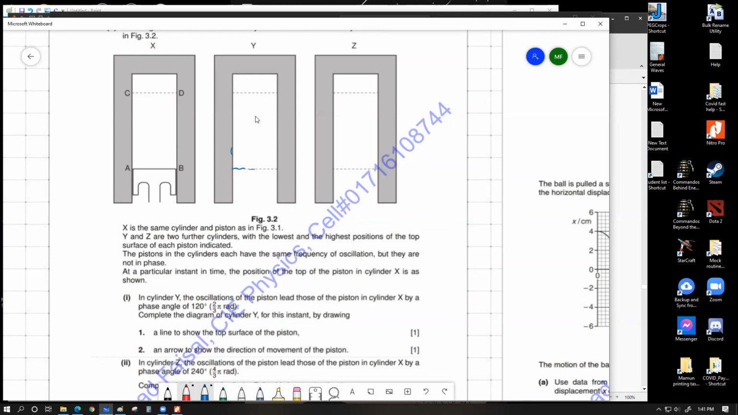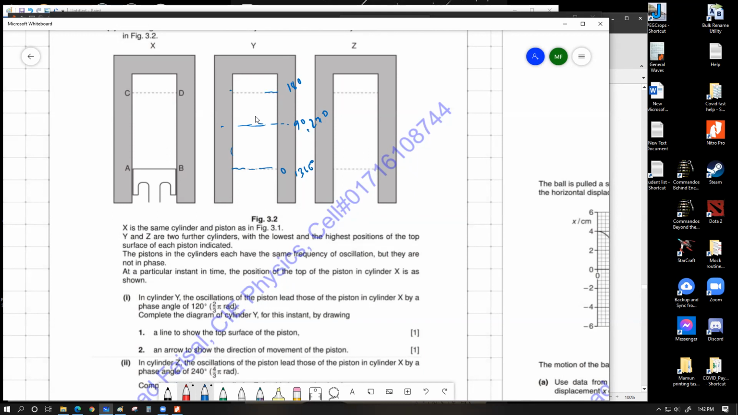This is your lowest position, this is your highest position. Let's say this is your mean position. So if I want to divide this thing into different degree positions, let's say this is 0, this is 90, this is 180 degree, this is 270 once again coming downwards, and this is once again 360 degrees. So that's the degree variation. Piston X is right now at the lowest position.